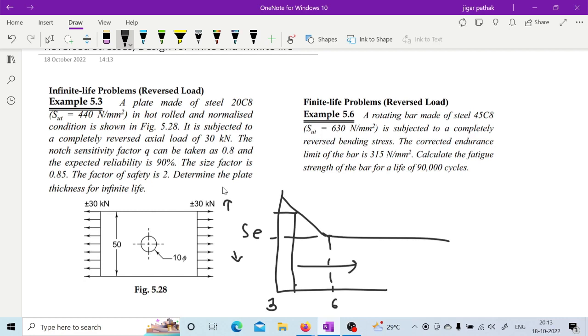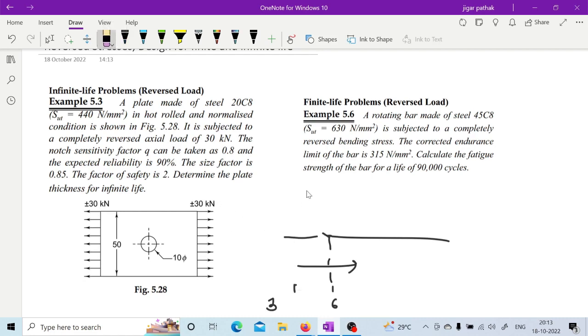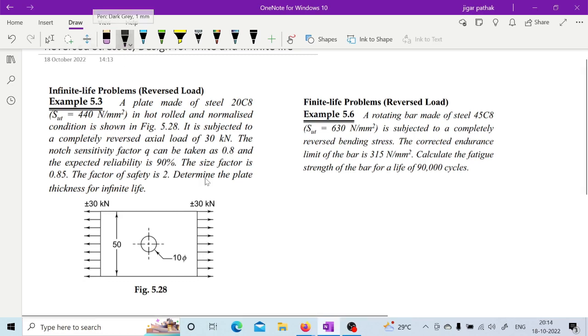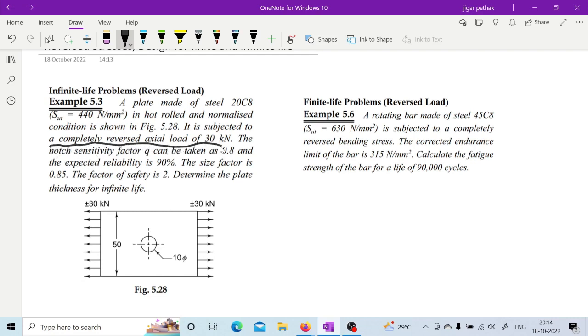Yes, sir. So let us see one by one then, right? Let us first see this infinite life. Can you try this one, in which it is mentioned that a plate made of steel with ultimate stress 440 Newton per mm square in hot rolled and normalized condition is shown in figure. It is subjected to a completely reversed axial load of 30 kilonewton.